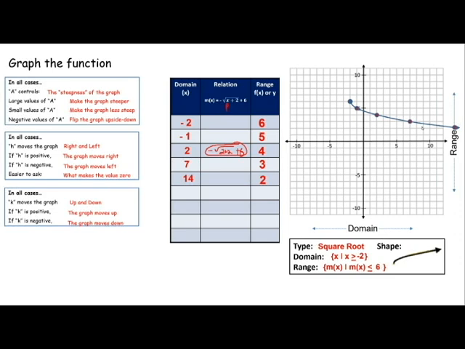Hopefully this has been useful for you. Again, as you get better and better at looking at the form of your function, finding those h's, finding those k's, and looking at your a's, this should become easier and easier for you. For me, that's all I've got for you today.